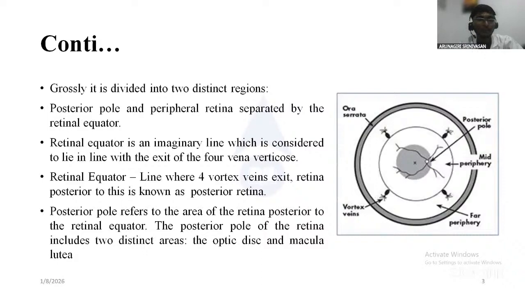Grossly, it is divided into two distinct regions, the posterior pole and the peripheral retina, separated by the retinal equator. The retinal equator is an imaginary line which is considered to lie in line with the exit of the four vortex veins. Retina posterior to this is known as posterior retina. The posterior pole of the retina includes two distinct areas, the optic disc and the macula lutea.